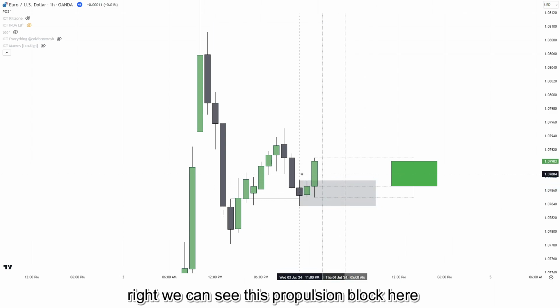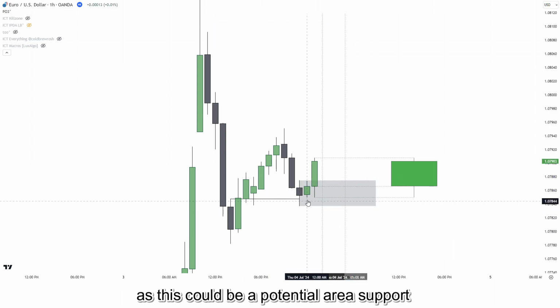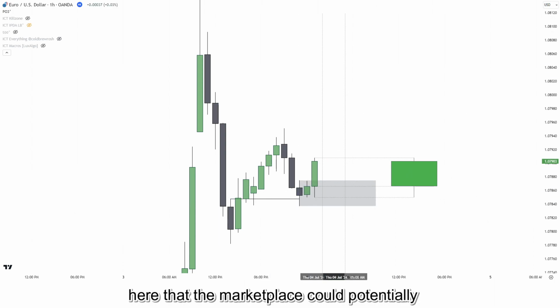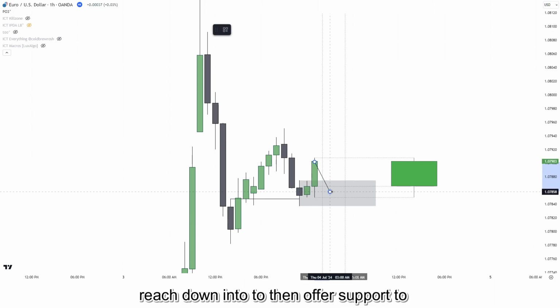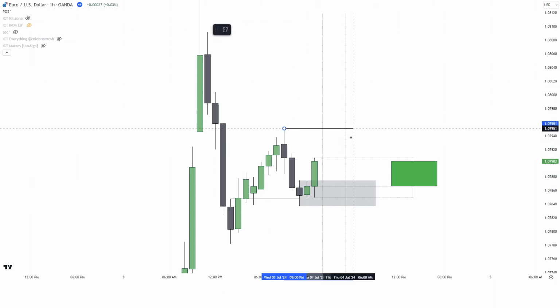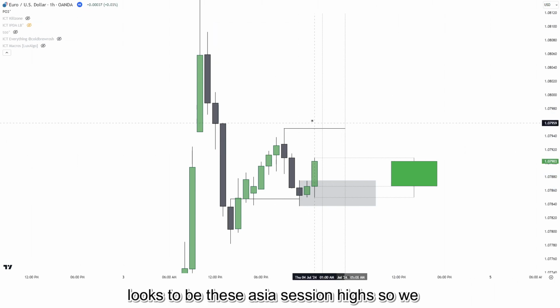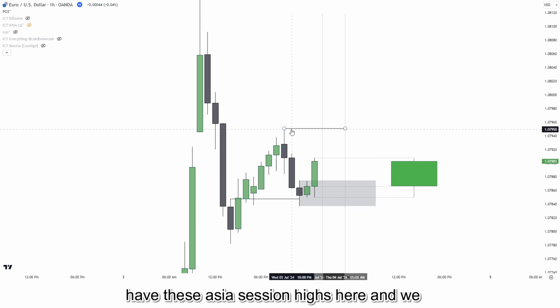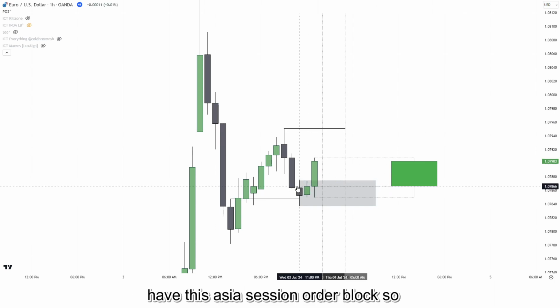Right, we can see this propulsion block here, as this could be a potential area of support that the marketplace could potentially reach down into to then offer support to reach back up into. Looks to be these Asia session highs. So we have these Asia session highs here, and we have this Asia session order block.